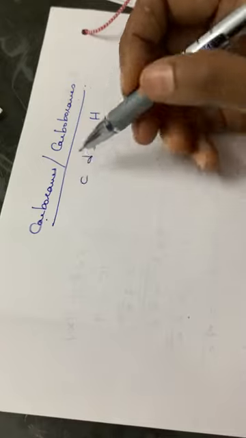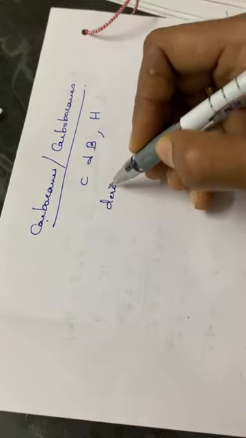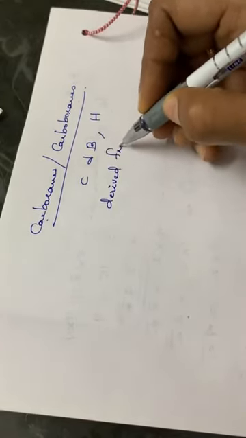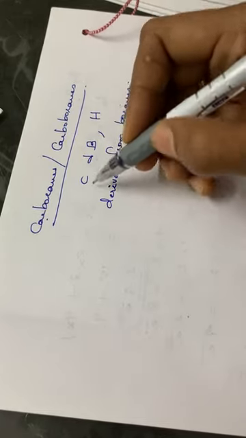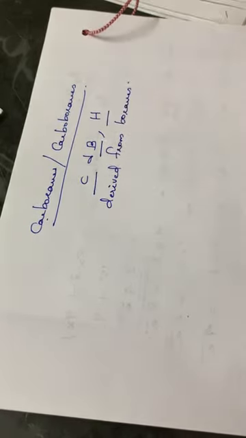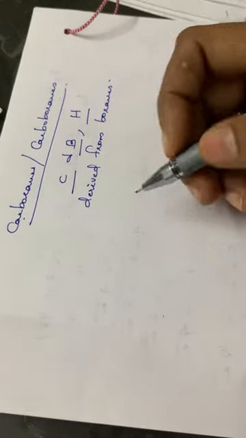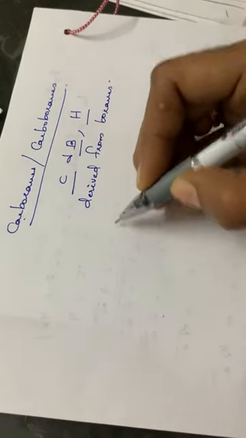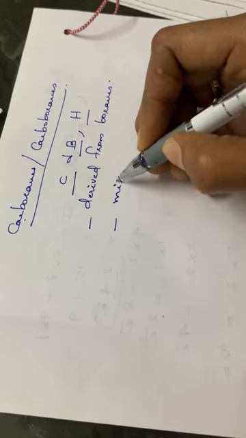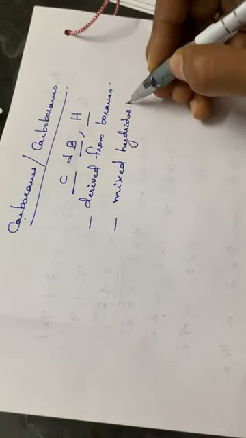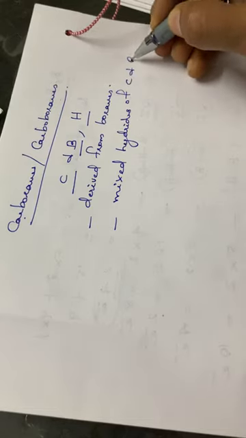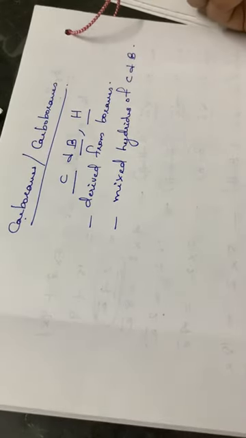So that means they are derived from boranes. Carboranes are derived from boranes, and also they have the elements carbon, boron, hydrogen. They are the mixed hydrides of carbon and boron.